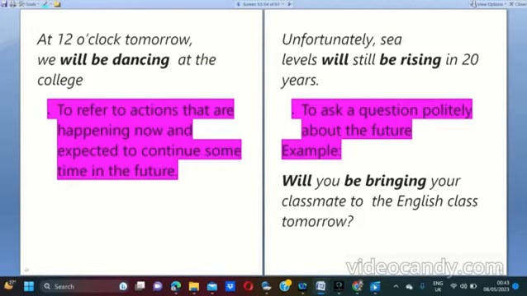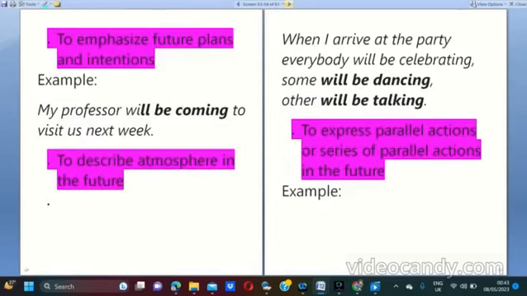Here, will you be bringing your friend to class? That is a very polite question. When we begin any question with "will," it appears like a polite question. It is polite. To emphasize future plans and intentions: my professor will be coming to visit us next week.